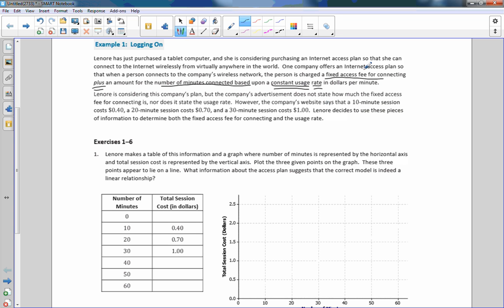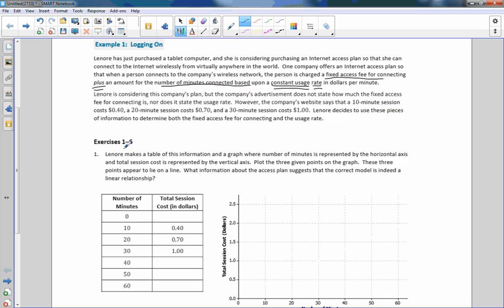Okay, so Lenora is considering this company's plan, but the company's advertisement does not state how much the fixed access fee for connecting is, nor does it state the usage rate. However, the company's website says that a 10-minute session costs 40 cents, a 20-minute session costs 70 cents, and a 30-minute session costs $1. Lenora decides to use these pieces of information to determine both the fixed access fee for connecting and the usage rate. Okay, so exercise 1 through 6.